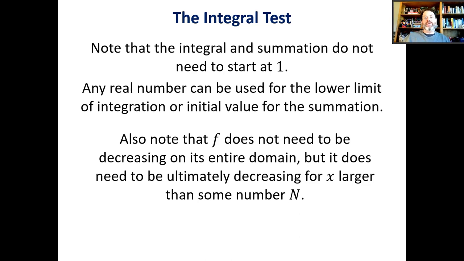So if you end up putting the wrong number in the lower bound, it's not going to make a big deal. Just understand that you can pick some number sufficiently far to the right. As long as it's continuous, positive, decreasing from that number on, you're good to go.